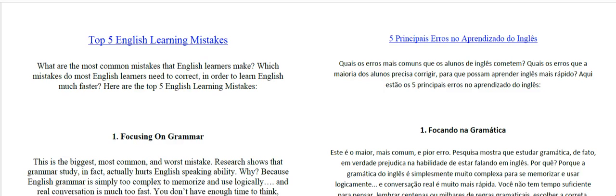Top 5 mistakes English learners make. What are the most common mistakes that English learners make? Which mistakes do most English learners need to correct in order to learn English much faster? Here are the top 5 English learning mistakes.